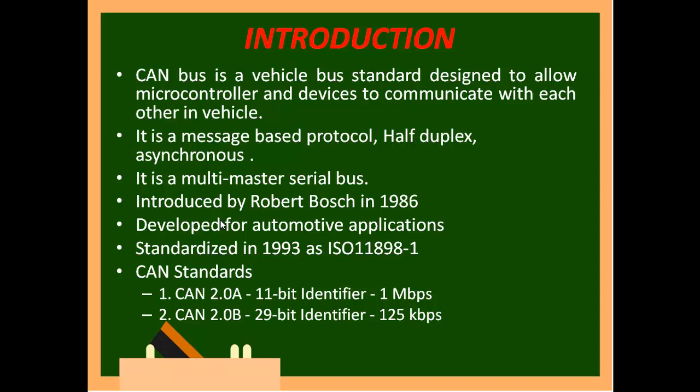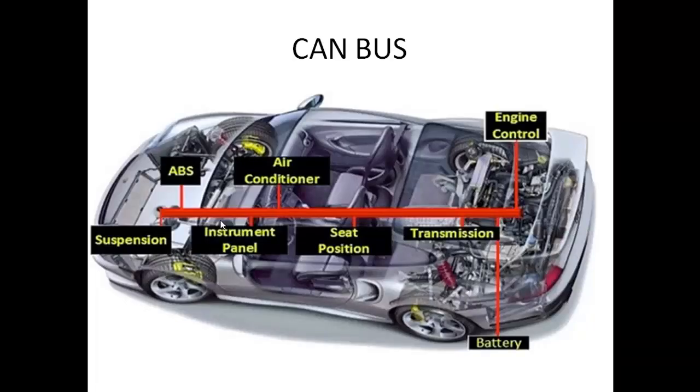CAN has two standards. One is called CAN 2.0A, another is called CAN 2.0B. One has an 11-bit identifier, the other a 29-bit identifier. The latest cars, which use so many sensors, go for the 29-bit identifier. So this is how CAN is going to work. CAN is also a linear type. We have seen star, ring and linear, and CAN is linear.